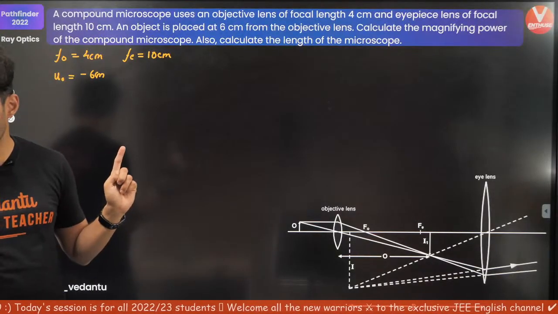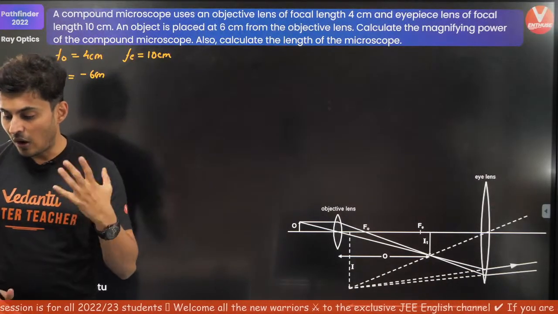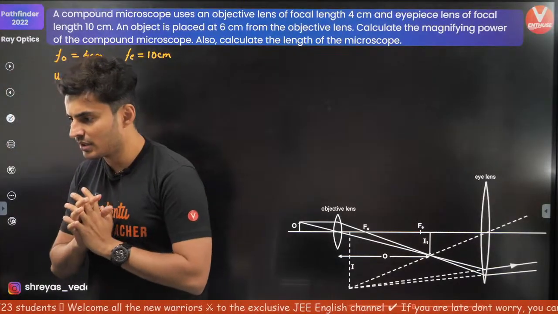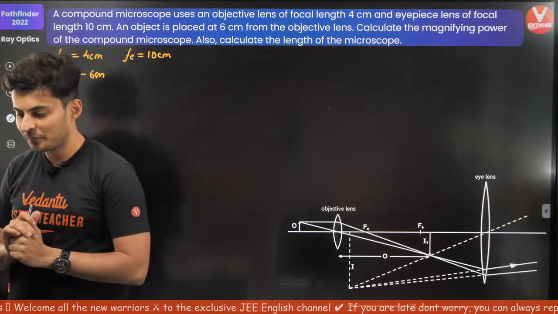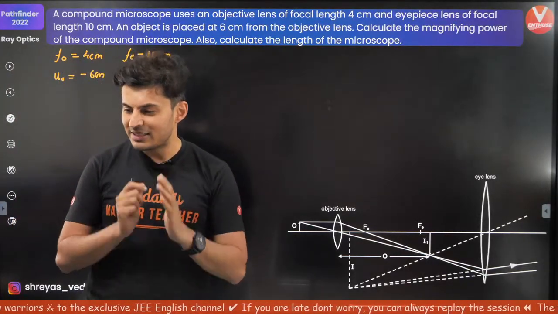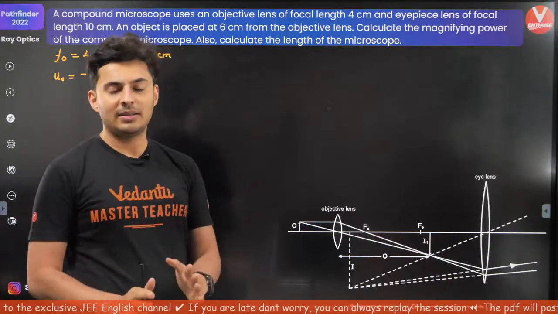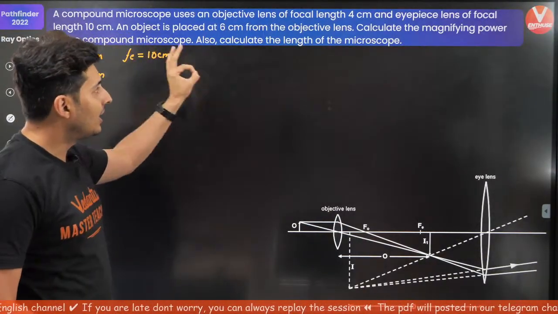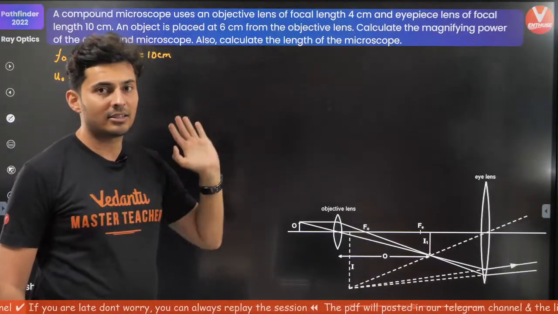What do you think it should be? Will the eyes be relaxed, or do you think it will be under least distance of distinct vision? Think carefully and let me know. Yep, obviously it will be strained. Neville says strained. Perfect, it will be strained. So usually when it is not mentioned, understand that it is under the strained condition.